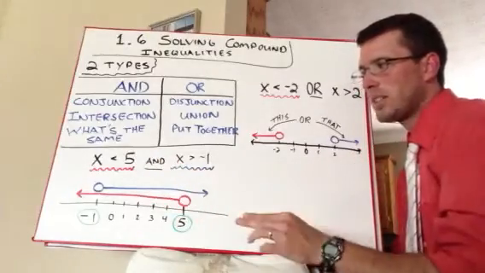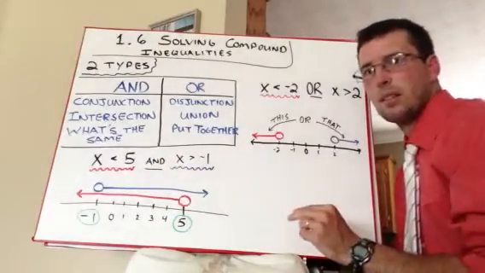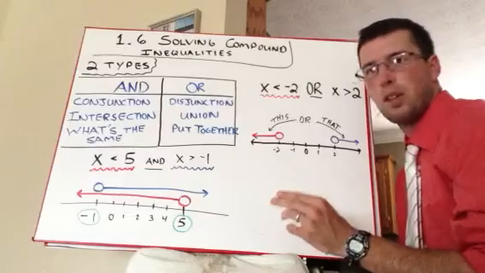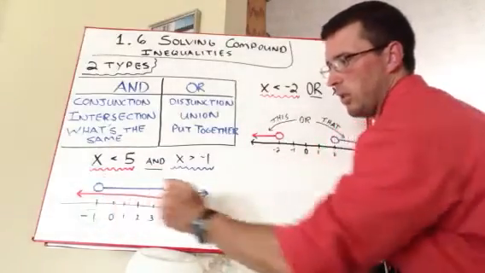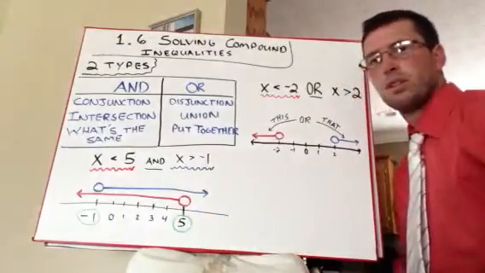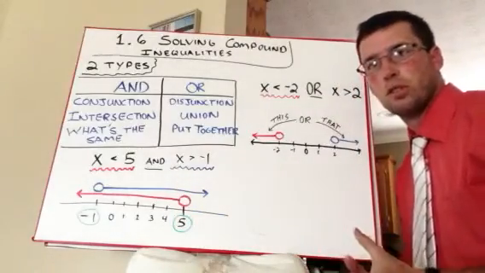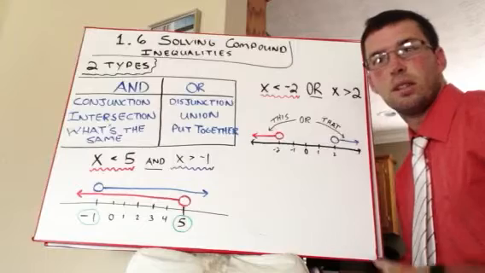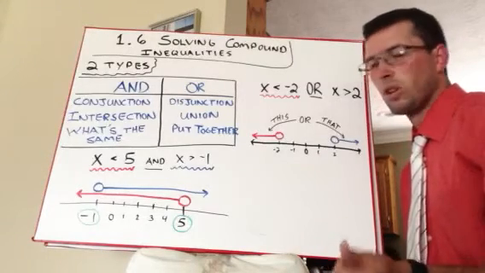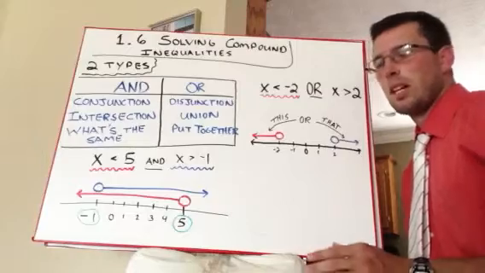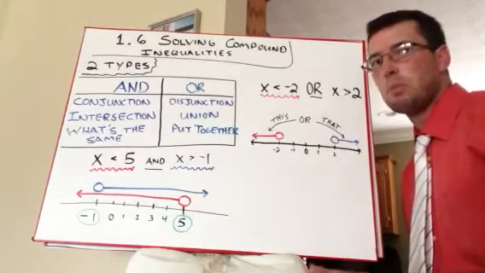What I'm concerned most about is where they overlap. It has to be this and that. So both of them have to abide by the rule. So my answers would be anywhere between that circle and this circle. It has to be the overlapping version of both inequalities. That's an example of a compound inequality with the word and. The word or is a little different. It can be this or that. It doesn't have to be both.